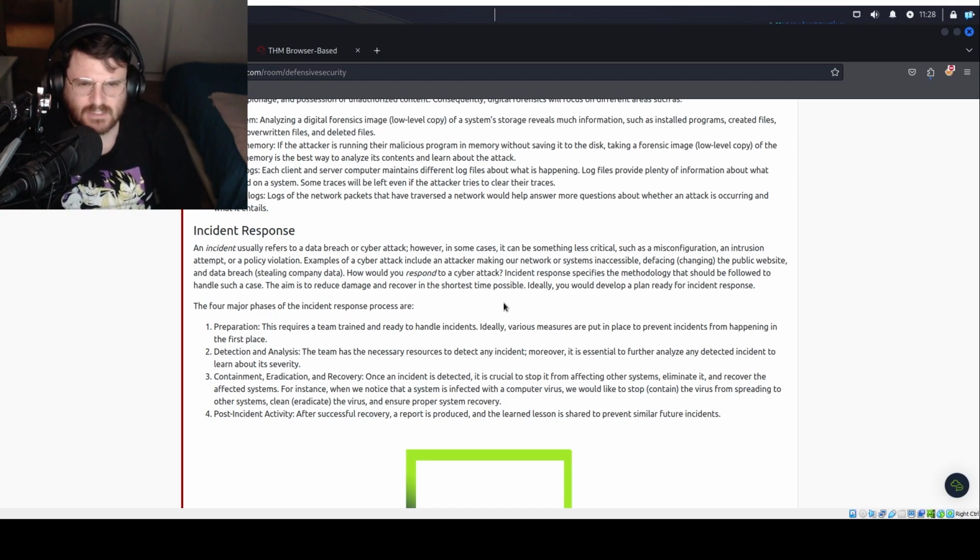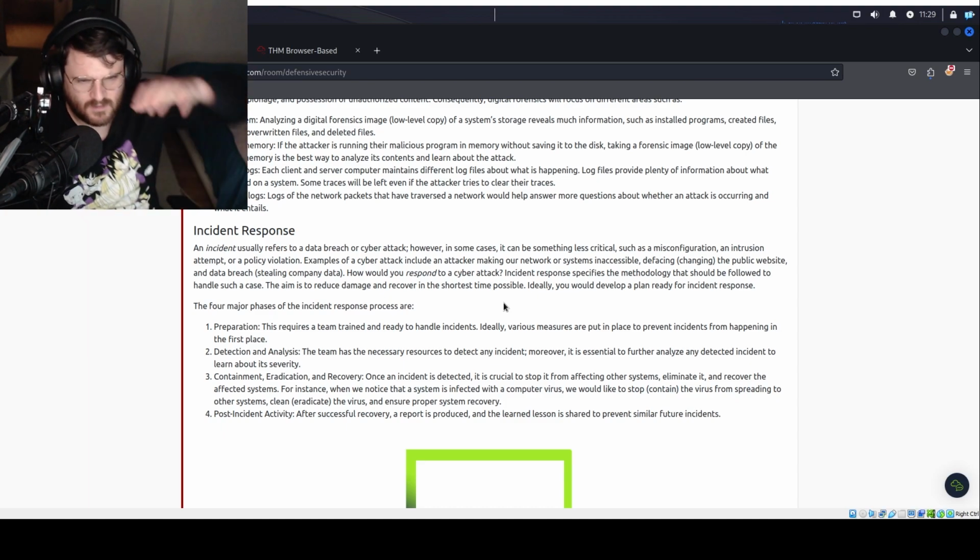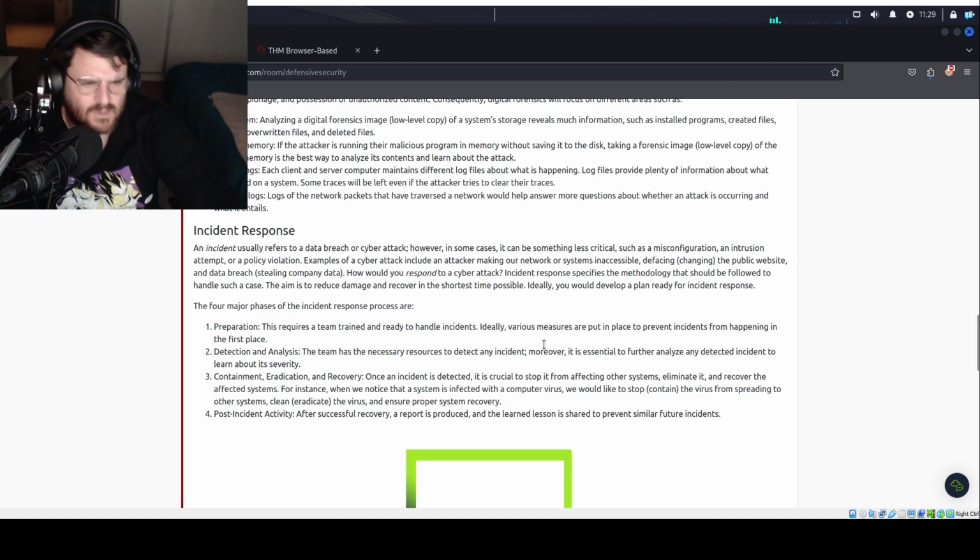The four major phases of an incident response process are preparation. This requires a team trained and ready to handle incidents. Ideally, various measures are put in place to prevent incidents from happening in the first place. Detection and analysis. The team has the necessary resources to detect any incident. Moreover, it is essential to further analyze and detect the incident to learn about its severity.